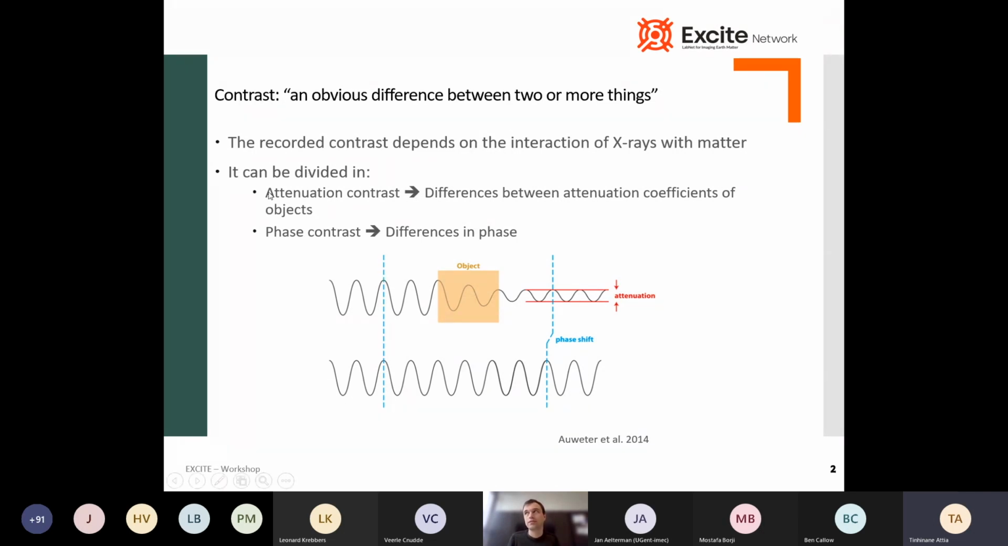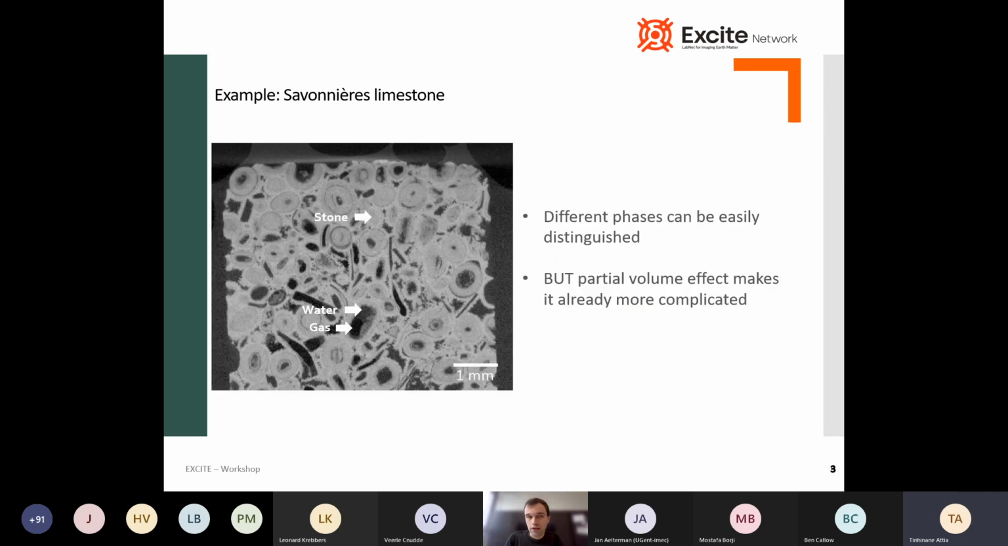And if this difference is big enough, we'll be able to distinguish two objects from each other or to see two phases within one object. You can also have a phase contrast, which results from the difference in phase, but here we will mainly focus on the attenuation contrast. So when you have a sample which has very big differences in composition and density, you can easily see the different phases, as I've shown here in this example from Savonnières limestone.